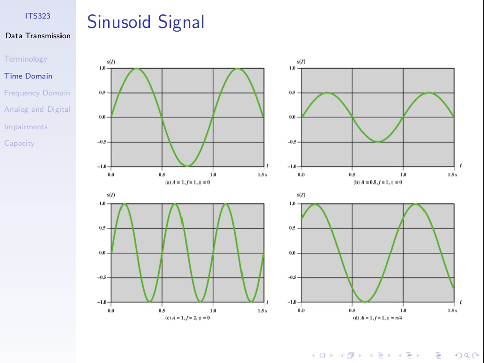So visually, it's not easy to determine the phase. You need a computer or so on to generate that. But understand what it does to the signal. It shifts it along.